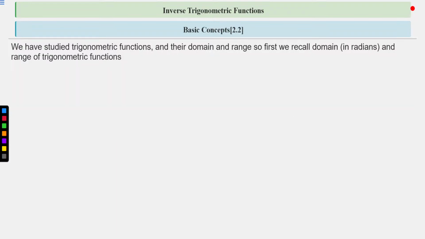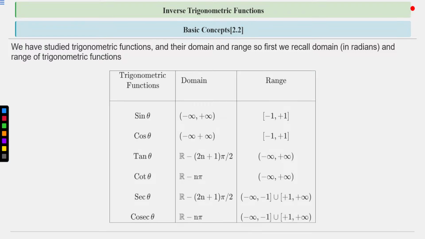So let us discuss some basic concepts. We have studied trigonometric functions and their domain and range. First we will recall the domain and ranges of the function. Let us see. So these are the trigonometric functions. These are its domain and ranges, right?